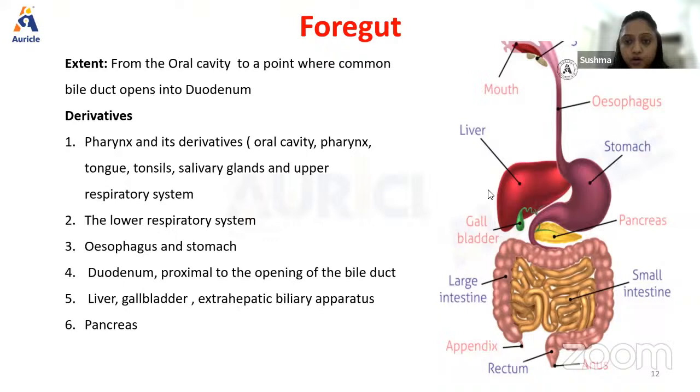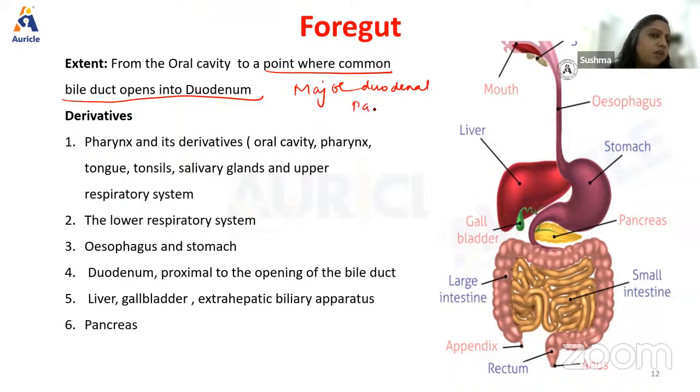Development of the foregut. Now, what is the extent of the foregut? It extends from the oral cavity to the point where the common bile duct opens into the duodenum, that is, till the major duodenal papilla. This is very, very important, guys. All of us make one mistake. Whenever I ask students what the extent of the foregut is, we say from the oral cavity till the ligament of Treitz.